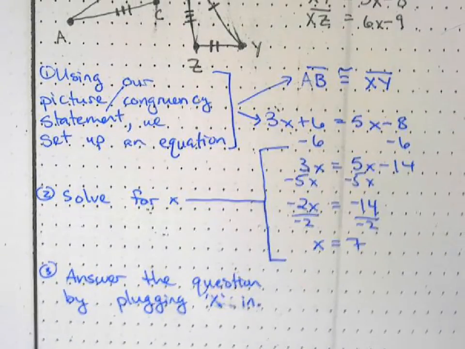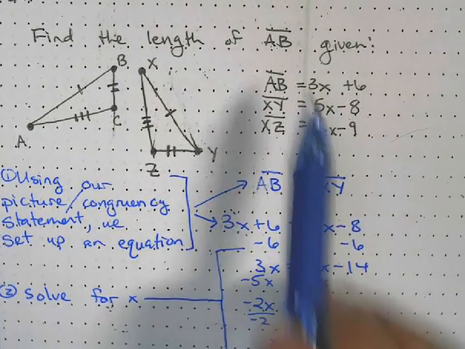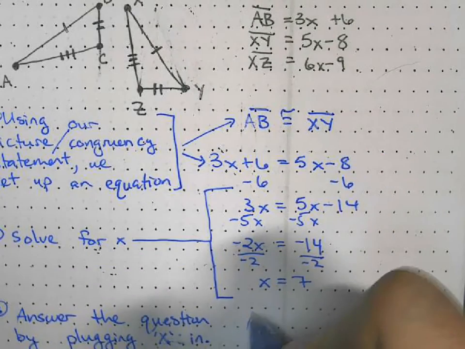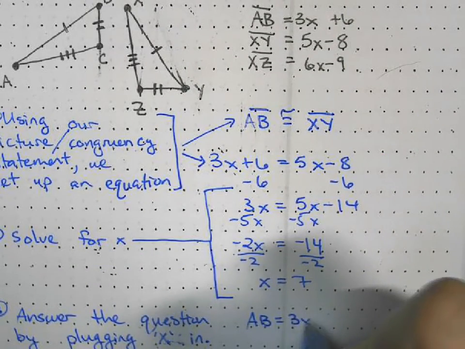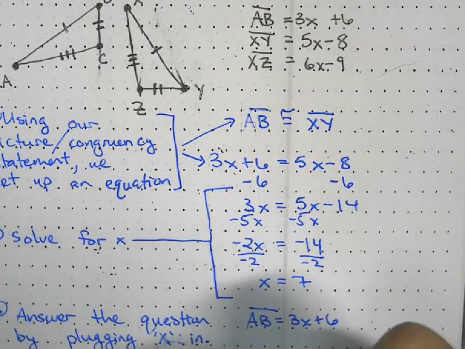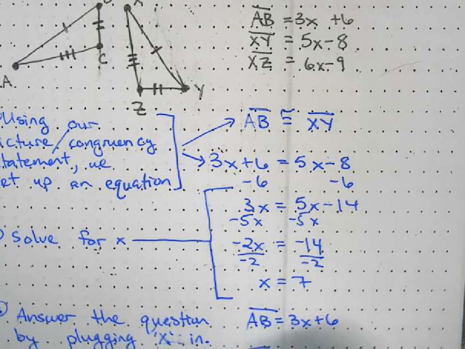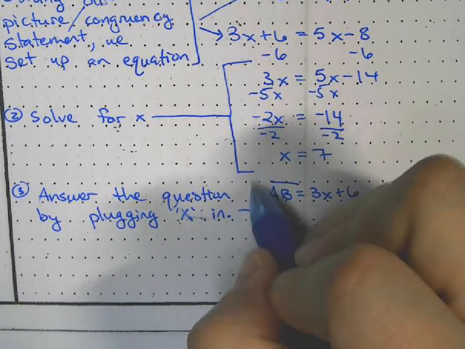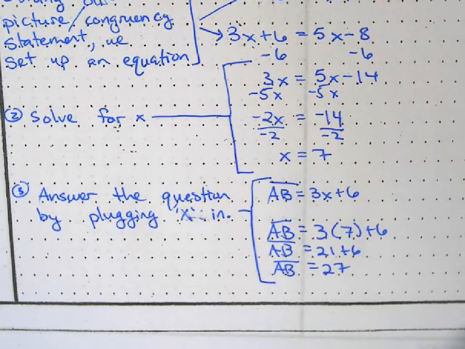So the question asks us to find AB, and we have AB is 3x plus 6. So I'll say AB equals 3x plus 6, and I'm going to plug x in. So I have AB equals 3 times 7 plus 6. AB equals 21 plus 6, so we found AB equals 27.